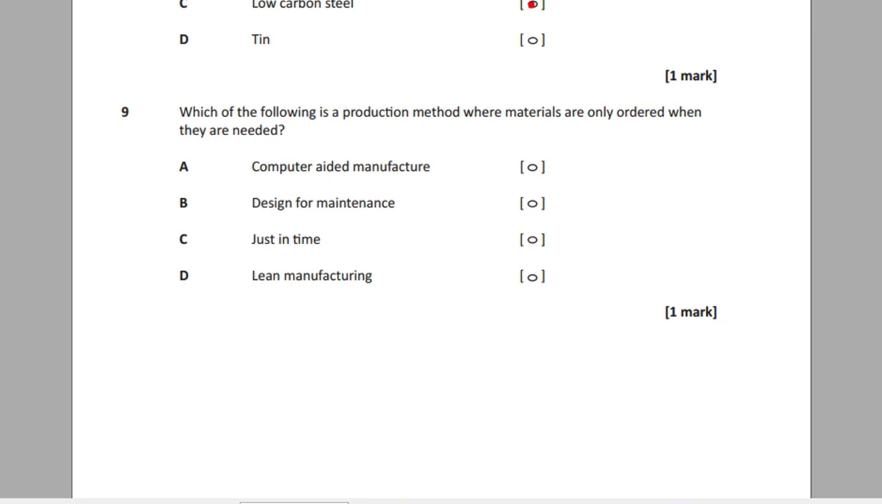And lean manufacturing refers to creating efficiency through using the minimum amount of resources, whether it's materials or machinery or energy, without losing productivity. Productivity refers to how many units can be made, for example, in an hour, in a day, and so on. So it's not referring to lean manufacturing. So it must be just in time. Just in time refers to ordering materials just in time for them to be used to make a product.